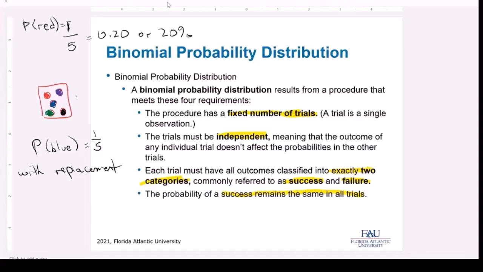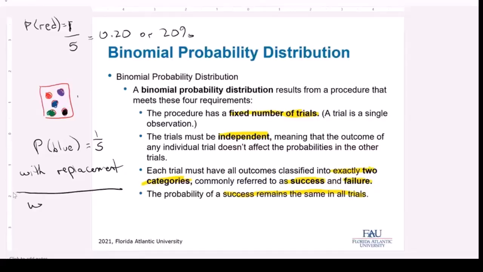Now, if I wanted the probability of red, and when I picked a red, I didn't replace it, this is called without replacement. Now, every outcome is going to be different. First, I pick a red ball, and it's 20% or 0.2. But if I don't replace it, then I only have 4 balls in the bag. Now, the probability of a success remains the same in all trials. That wouldn't be true.